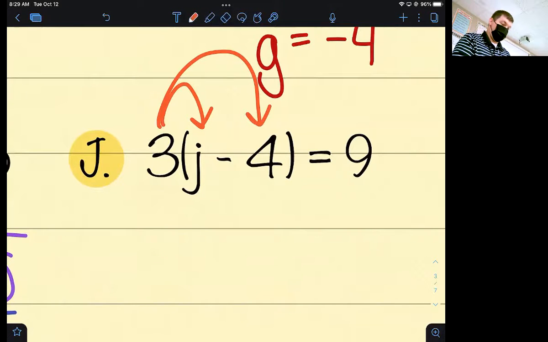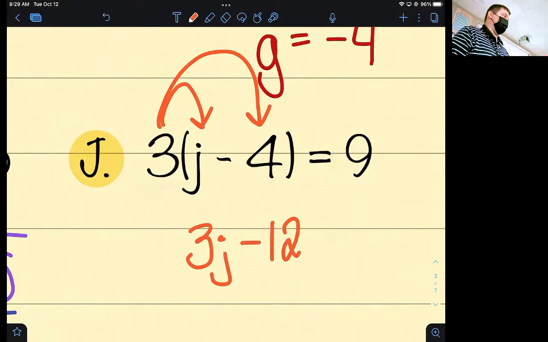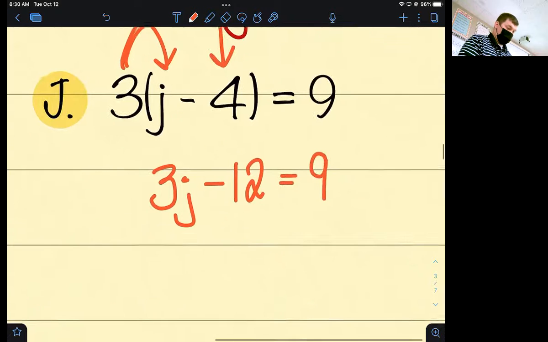Branson, how do I write 3J? Sorry, I just said it. Yeah, you just squeeze them together, right? 3 times J is just 3J. Thomas, what's 3 times -4? There we go. Okay, so by distributing the 3 to the J and to the -4, I've gotten rid of the parentheses, and I've made that -4 a -12. Now I just have a two-step equation.